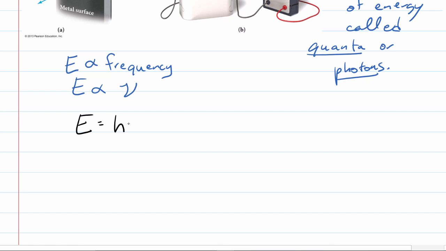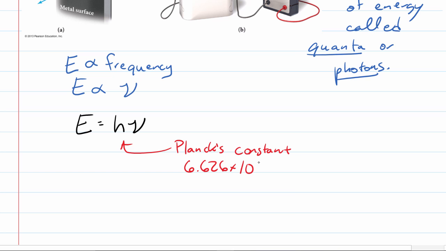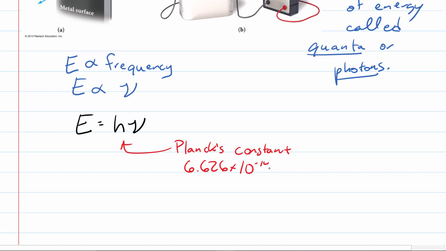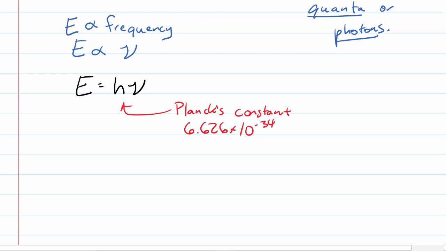We say E is equal to h nu. H here is a value called Planck's constant. And Planck's constant has a value of 6.626 times 10 to the negative 34th. Now, I'm not going to give the units to you yet. Let's figure out what those units would be.